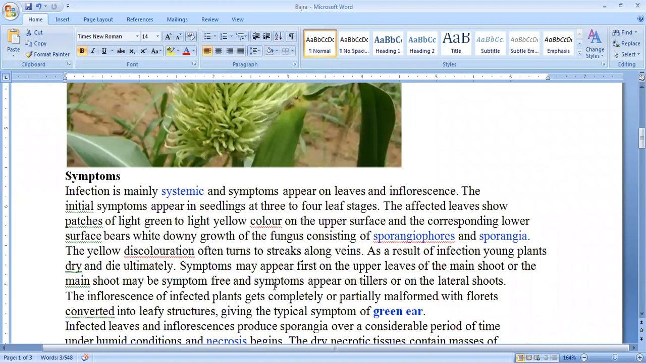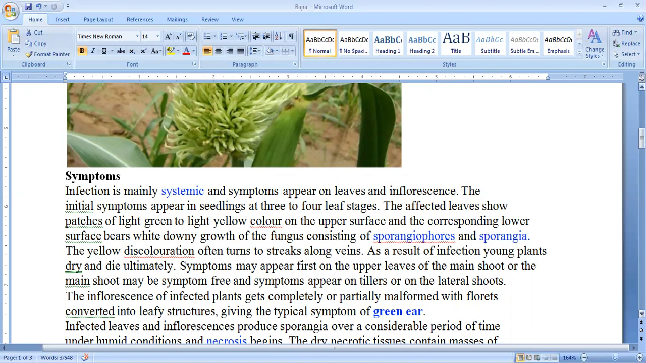Downy means very minute, cottony like growth. And so we see the cottony white downy growth on the lower surface of the leaf. It can be on the upper also, consisting of sporangiophores and sporangia. Now these yellow discolorations often turn into streaks. As a result, the young plant will dry and die. The symptoms appear first on the upper leaf, and then the main shoot can be free from the symptoms as the symptoms appear only on the tillers or lateral shoots.